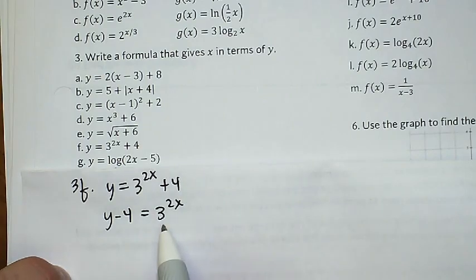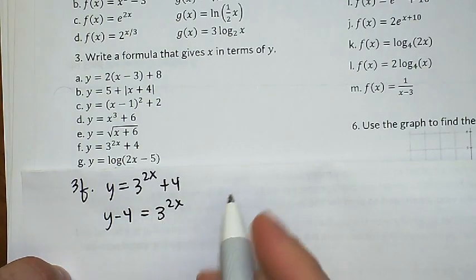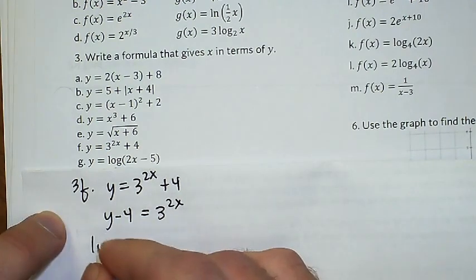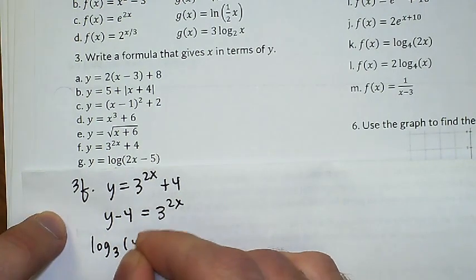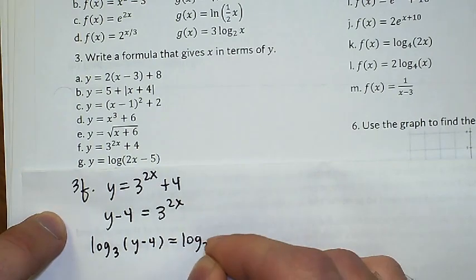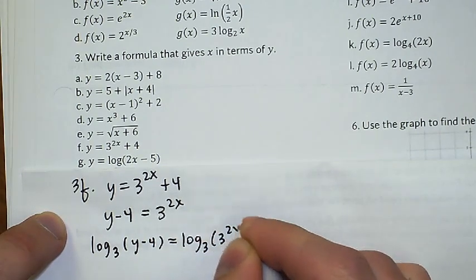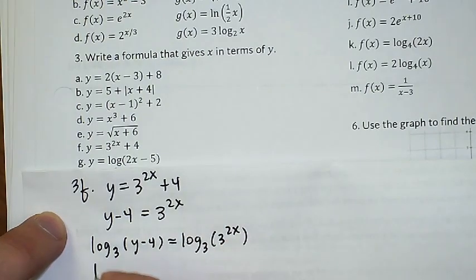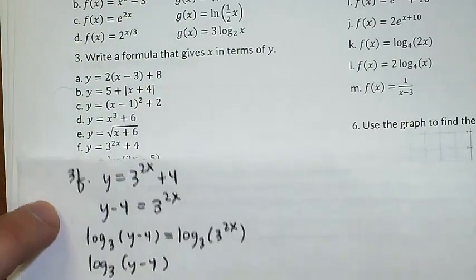And then I'm going to take the log with base 3 of both sides. Now, if you wanted to call this 9 to the x, you could. Your answer would look different, but it would be equivalent. So I'm going to take the log base 3 of y minus 4, and that will be equal to the log base 3 of 3 to the 2x, which means that this log is equal to just the 2x.